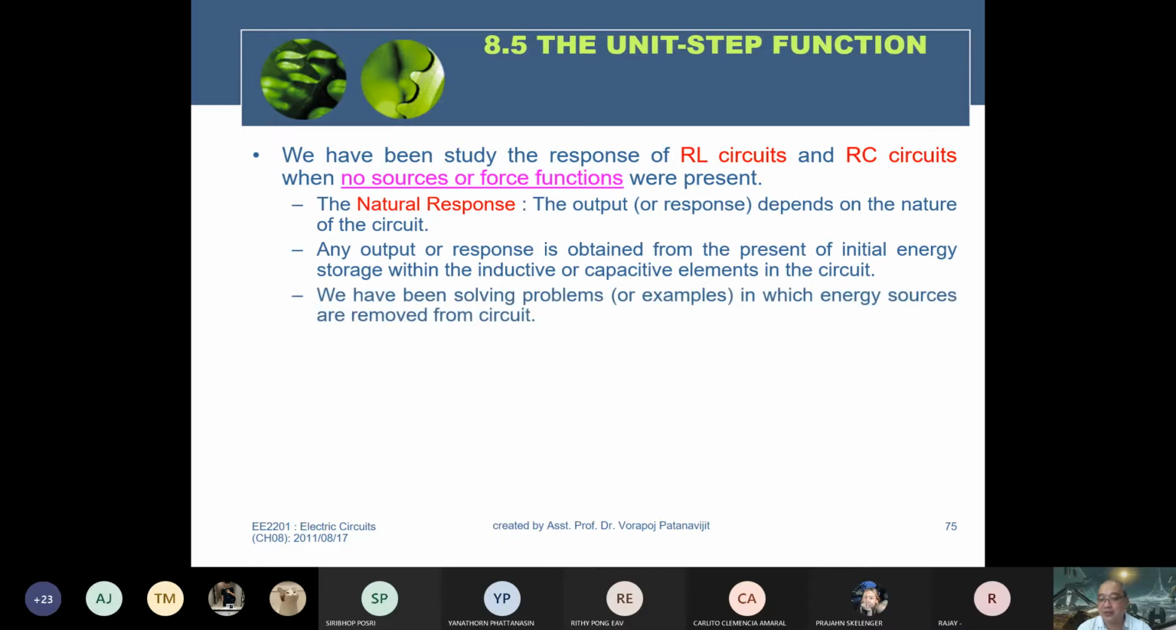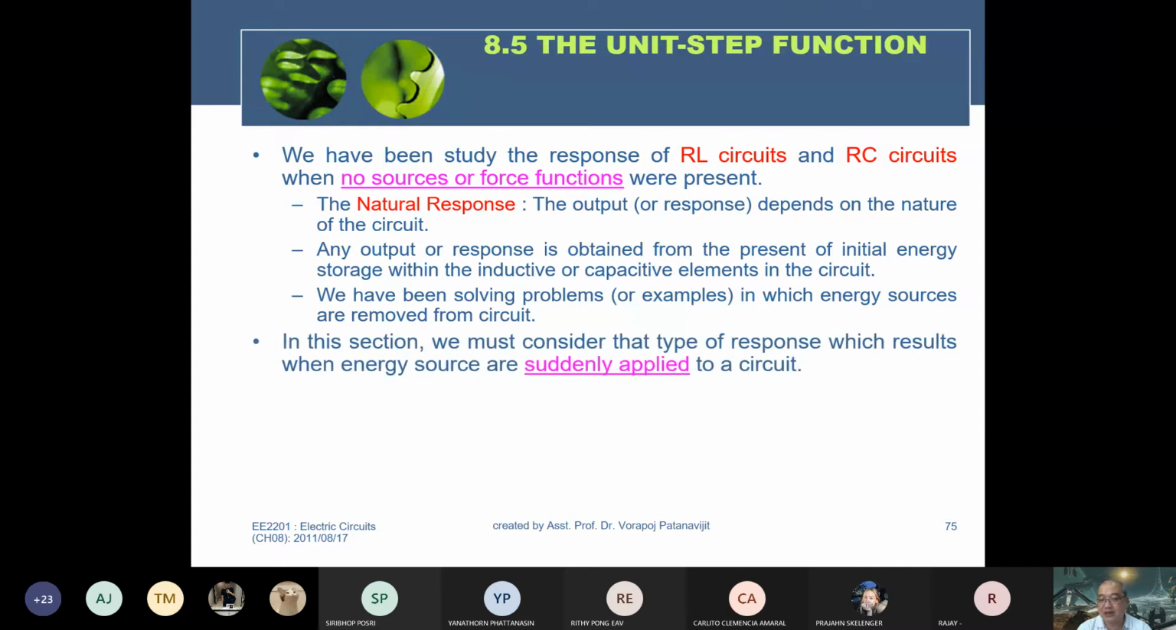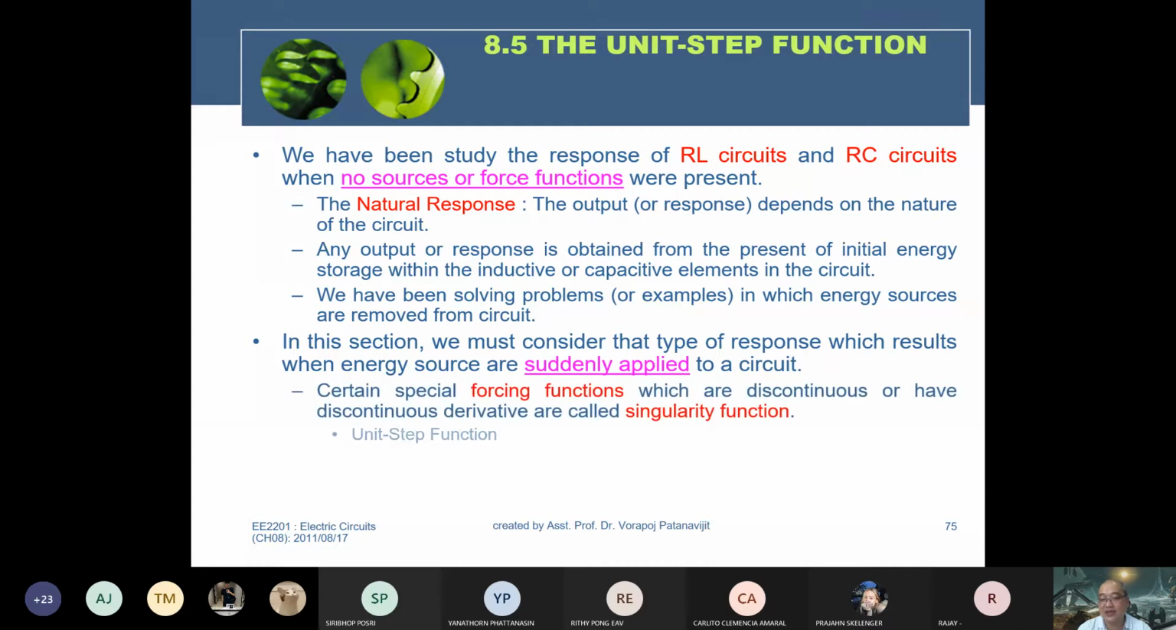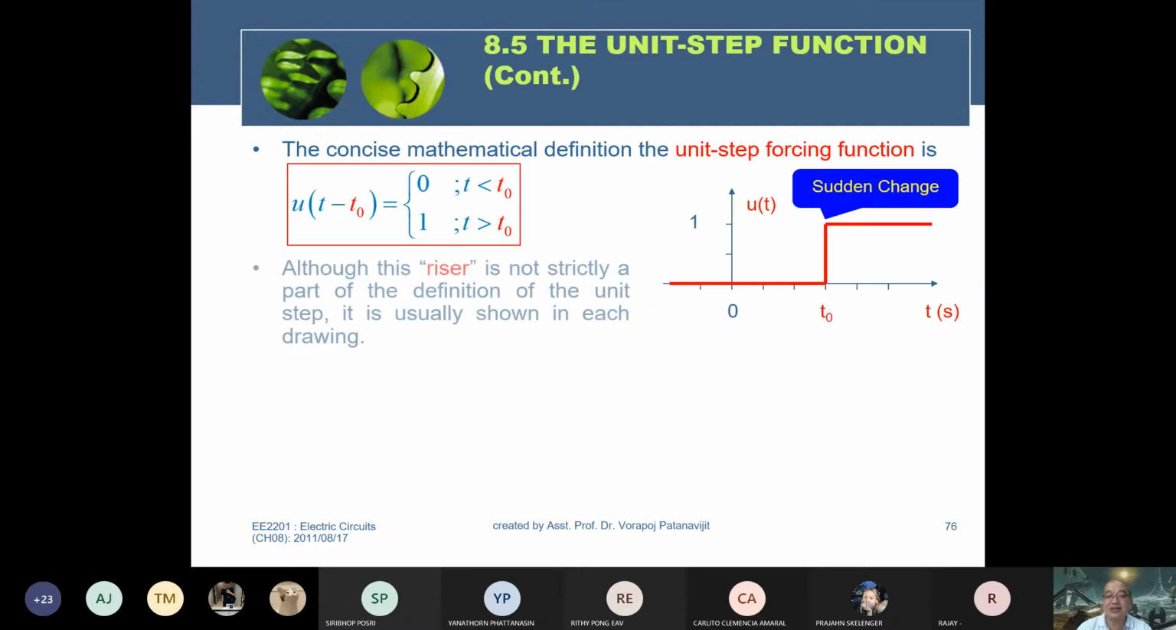We have been solving problems in which energy sources are removed from the circuit. But in this section we must consider the type of response which results when energy sources are suddenly applied to the circuit instead. Certain special forcing functions which are discontinuous or have discontinuous derivatives are called singularity functions. In this case we have only two mathematical functions, the unit step function and the unit impulse function, but in this class we concentrate only on the unit step function.